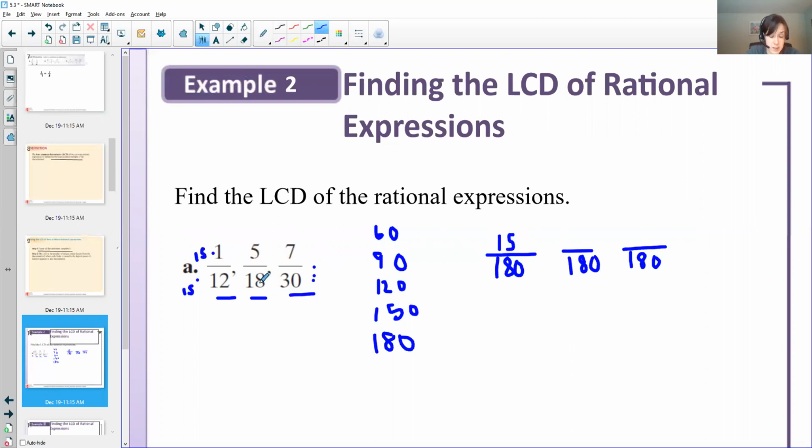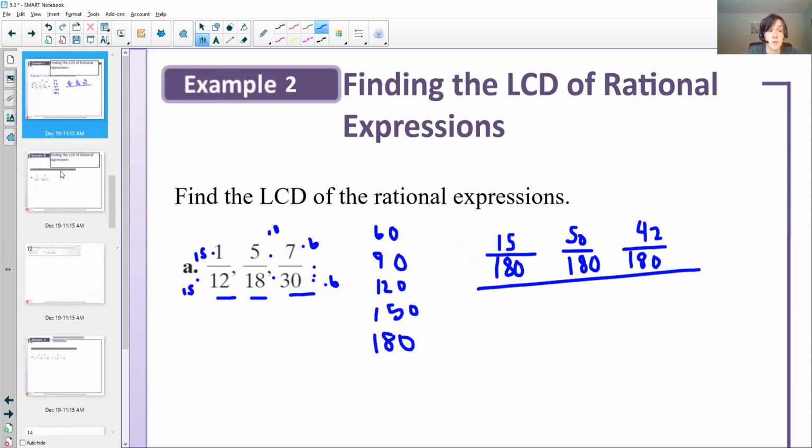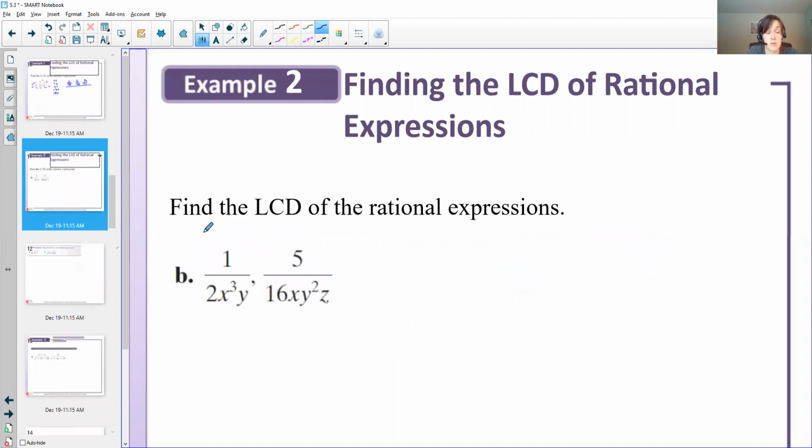To turn an 18 into a 180, I'll multiply by 10. So multiply the top and the bottom by 10. That's going to turn that into a 50. To turn a 30 into a 180, I multiply the top and the bottom by 6. So 7 times 6 is 42. Okay. So in each of these cases, all we did was find the least common denominator and make equivalent fractions.